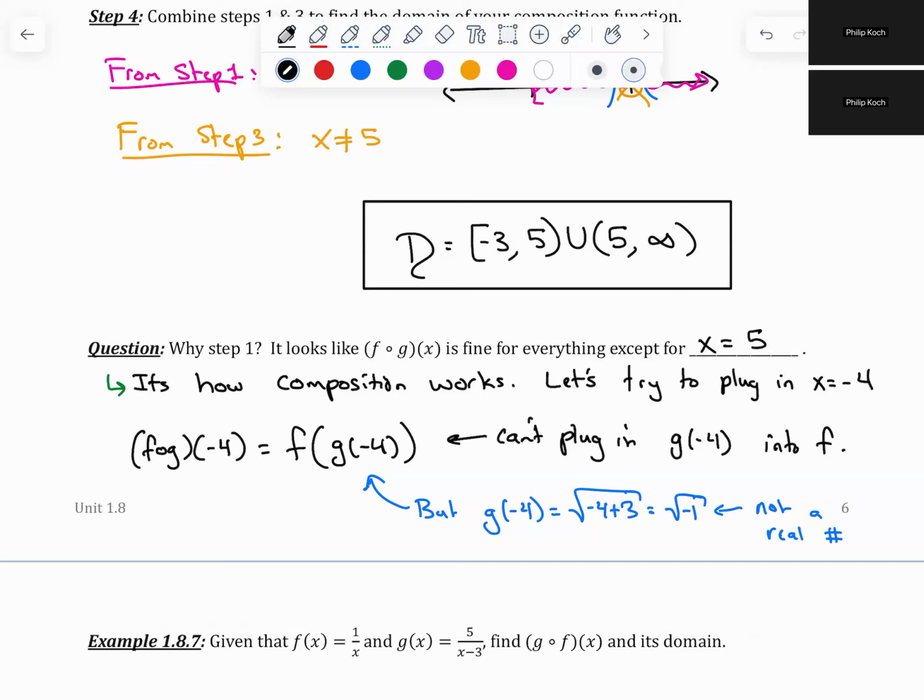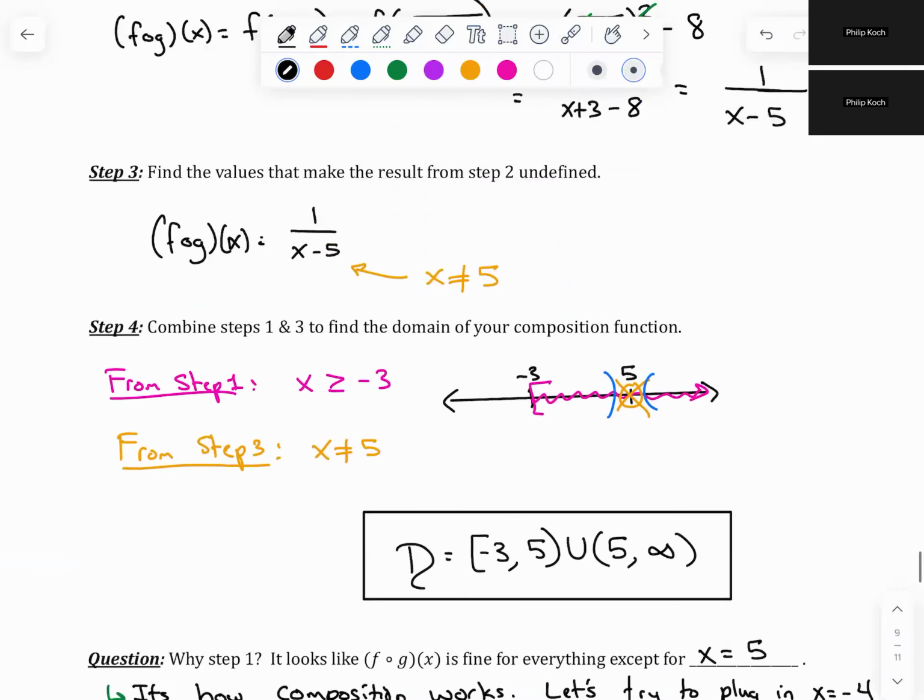Yes, Jason. You're asking why we did step 1, because the domain has to be greater than -3. Why do we have to do that? Why couldn't I just look at the result, like in the other algebra functions, the product function, the sum function, the difference function, the quotient function? All we needed to do was look at the result. Why do we have to look at the inside function in this case?